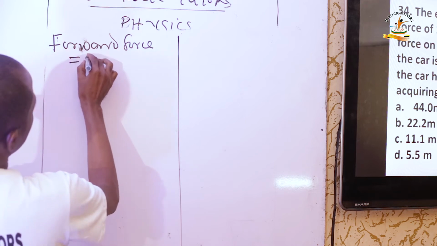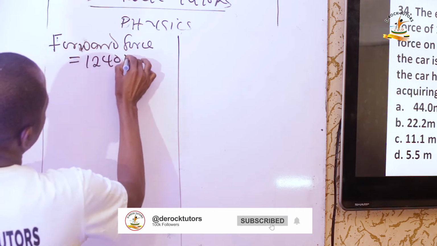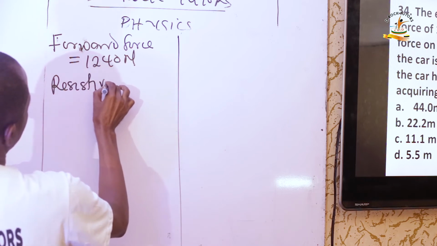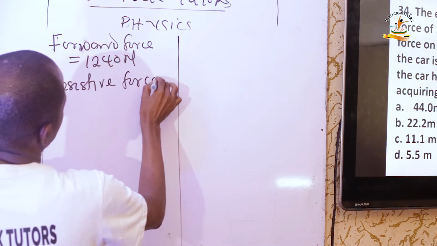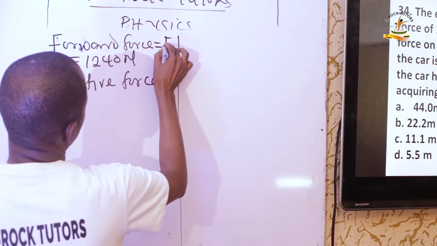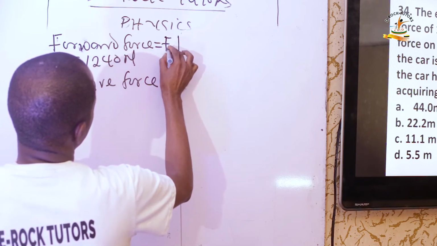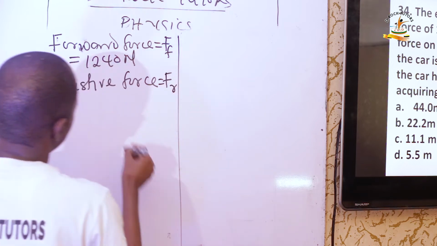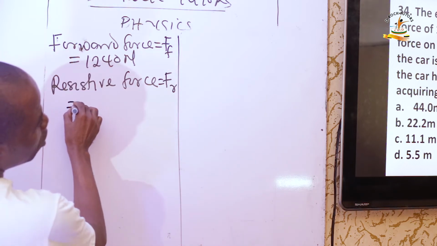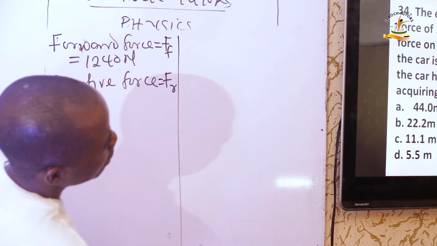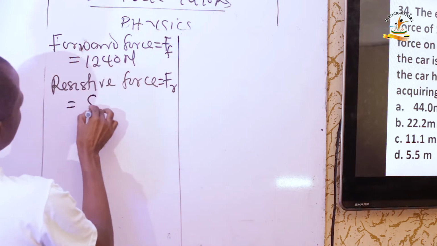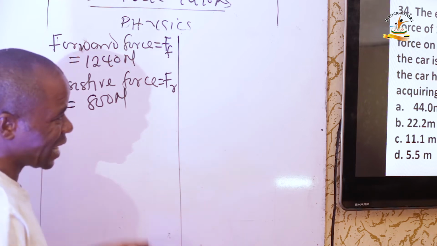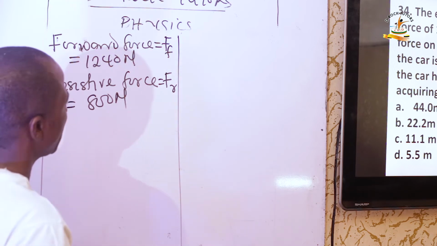The forward force is 1,240 Newton, and the resistive force, let's represent the forward force by F_F, and the resistive force by F_R. And the resistive force is what? Resistive force is 800 Newton. What do we do now? We calculate the net force acting on this particular engine.